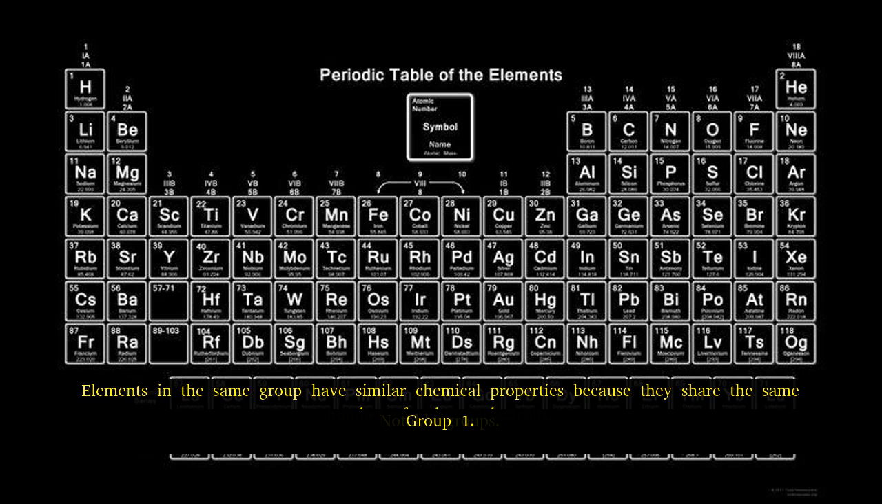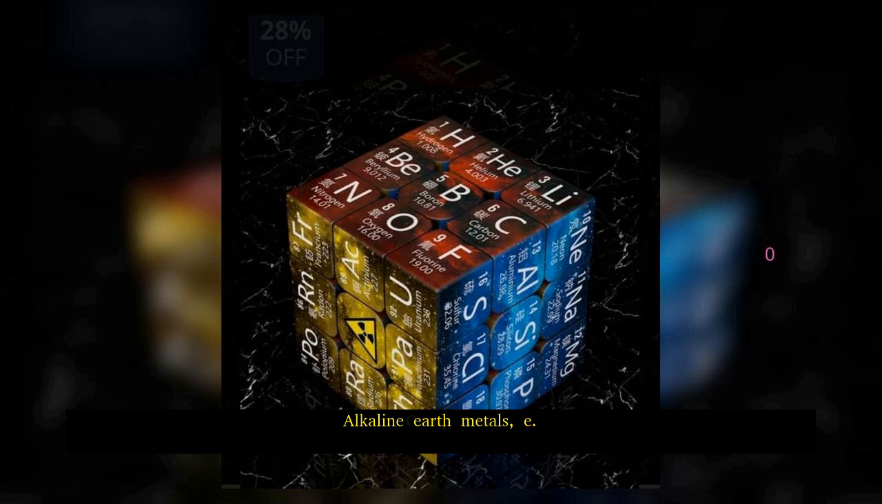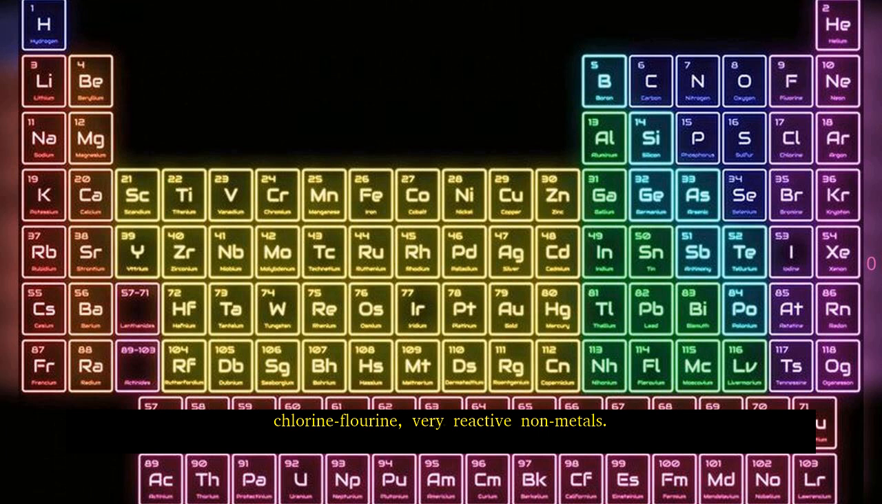Notable groups. Group 1, alkali metals, e.g. lithium, sodium: highly reactive. Group 2, alkaline earth metals, e.g. magnesium, calcium: less reactive. Group 17, halogens, e.g. chlorine, fluorine: very reactive nonmetals. Group 18, noble gases, e.g. helium, neon: inert and stable.